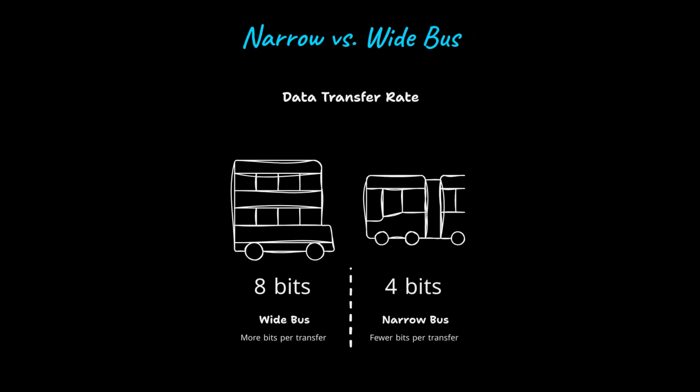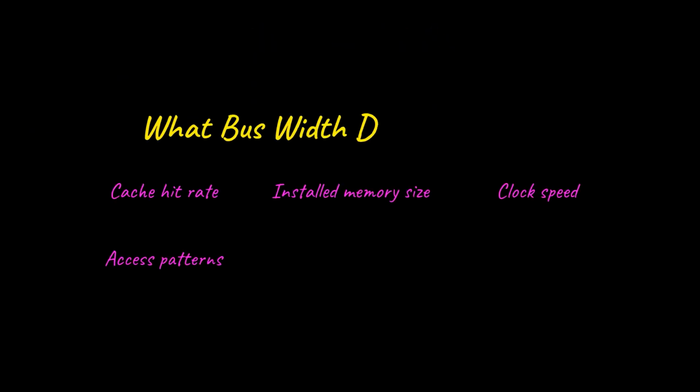Think of each line as a lane on a highway. A narrow bus is a 2-lane road. Traffic moves, but slowly. A wider bus adds more lanes, so more data flows through in the same amount of time, reducing the bottleneck between the processor and memory.